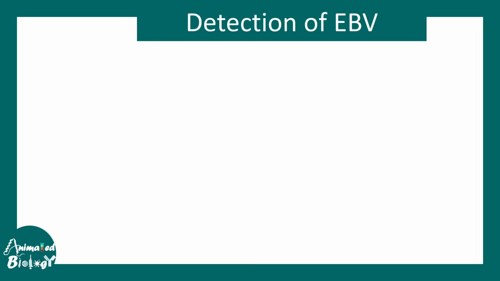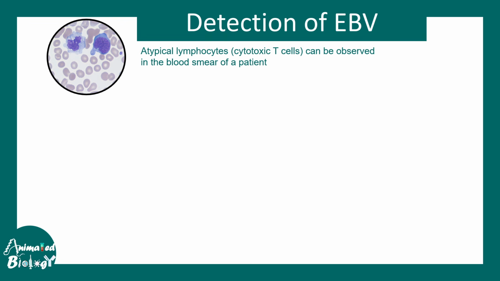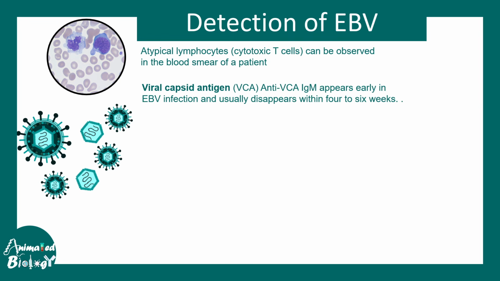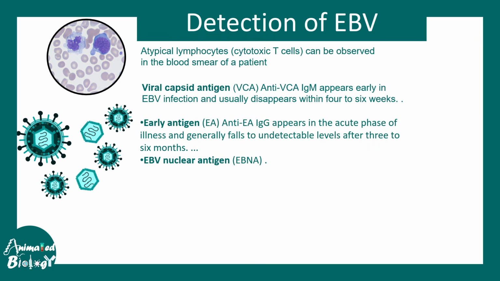Now let's talk about how EBV can be detected. A peripheral blood smear would show atypical lymphocytes, which are mostly cytotoxic T cells, by the way. So it can be pretty characteristic of EBV infection. Alongside that, there are measures by which viral proteins and particles can be detected. Viral capsid antigen can be detected within 6 weeks, but it disappears after that time point. But there are other signatures like early antigens and EBV nuclear antigens that can be detected from patients.